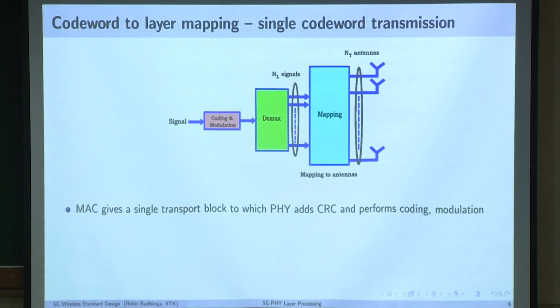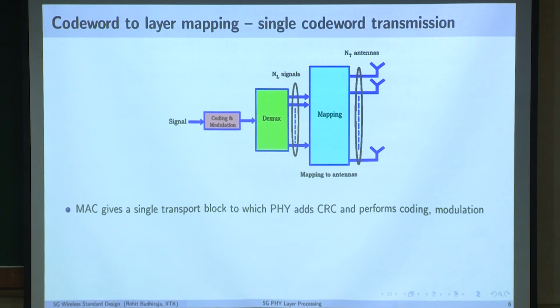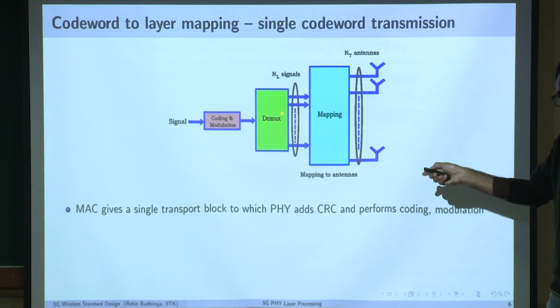What is the other architecture? This is called single code word transmission. I am not talking about the standard, we are just seeing what is possible in theory. What is the single code word transmission? You get a single transport block, coding and modulation, demultiplex, which is our layer mapper, and then mapping, which I am calling a precoder, and then map it to antennas. This mapping, don't confuse it with our standard mapping, this is the precoder part.